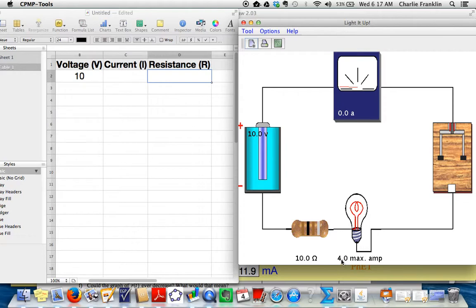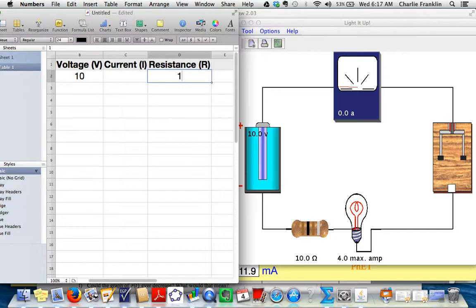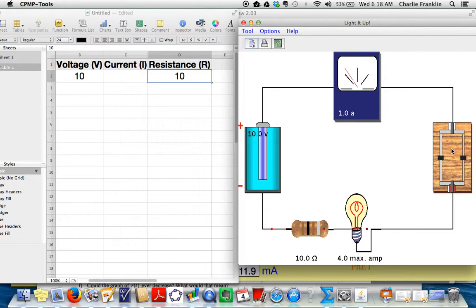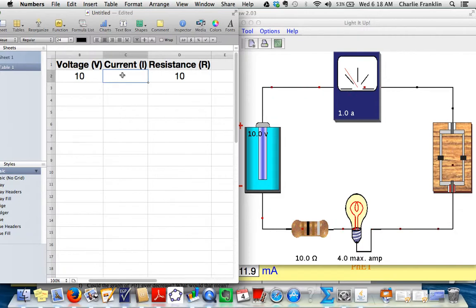And this light bulb can handle a maximum of 4 amps. So if I go above 4 amps on the ammeter here, by changing the other settings, the light bulb will break. So let's turn on the circuit. I'm going to put in the resistance that I have over here in the chart. I'm going to turn on the circuit, and you can see the little red electrons flowing through the circuit from the positive to the negative terminals of the battery through the resistor and into the light bulb. And you can see that the light bulb lit up just a little bit. And now I've got 1 amp. That's the current that I've got, so I'll put that in the chart.